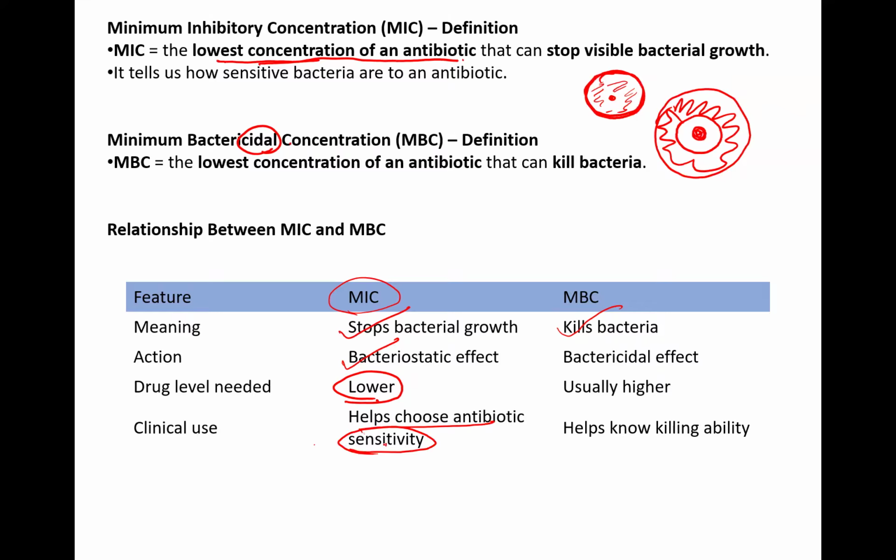Minimum inhibitory concentration is used to identify the sensitivity of an antibiotic to a particular bacteria. Whereas minimum bactericidal concentration is talking about bactericidal effect. Usually we need a high level of drug for the action, and also it helps to know the killing ability or how far is the extent of killing for a particular bacteria, particular antibiotic.